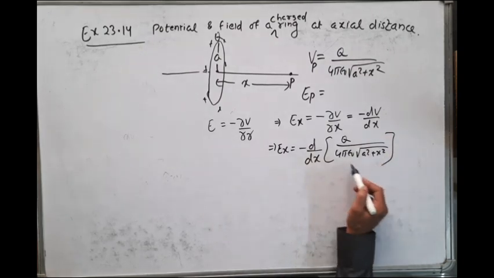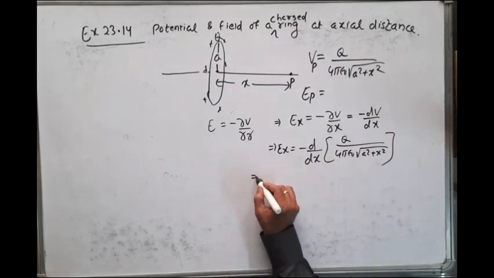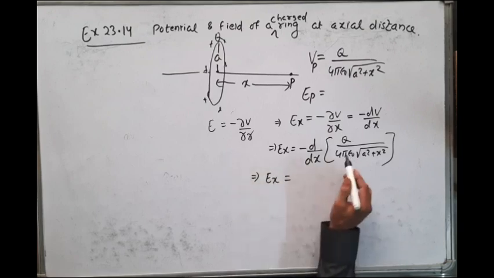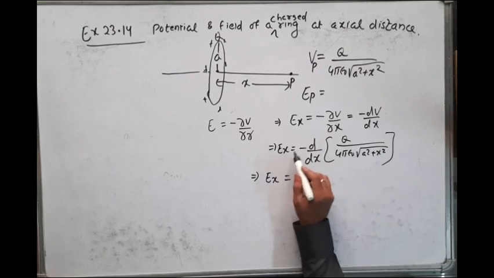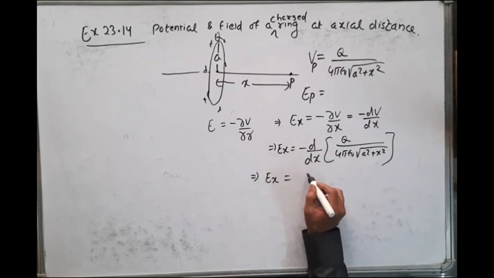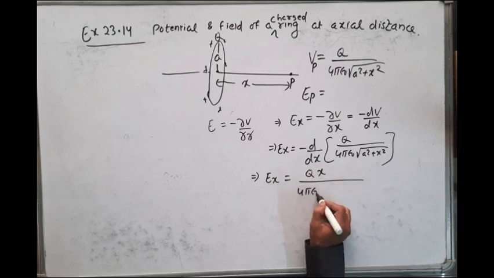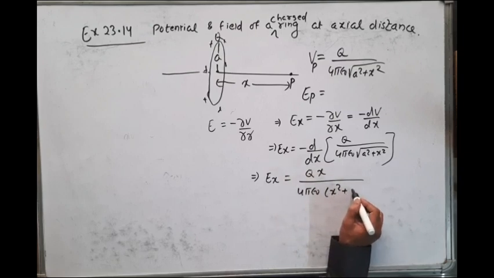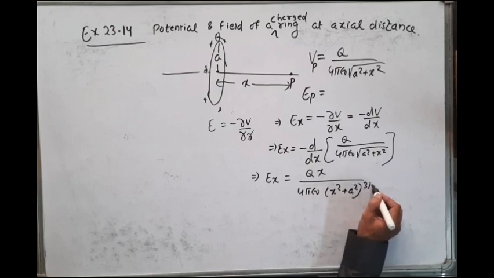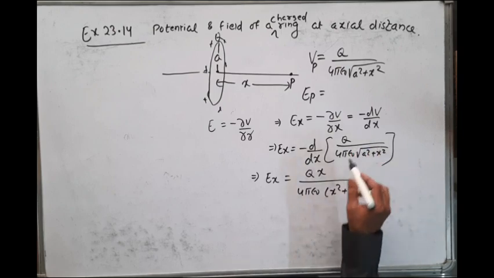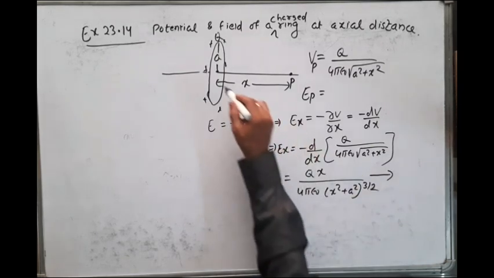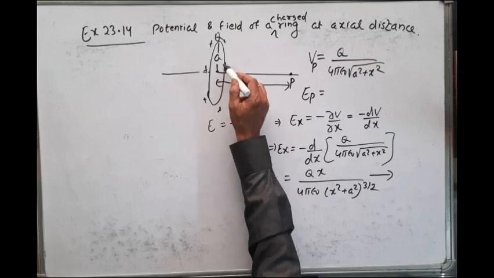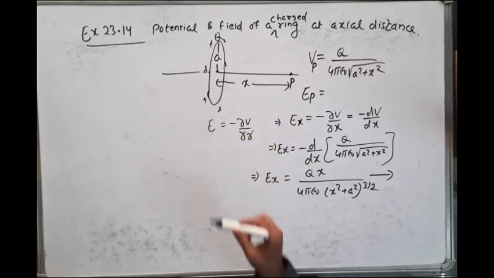So you know the integration, you just differentiate this. You just differentiate this, you will get what? Qx by 4 pi epsilon naught times (x square plus a square) to the power 3 by 2. So this is the formula. And the electric field intensity is away from the axial point, away from the center, if the charge is positive.